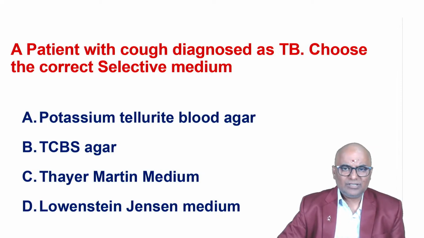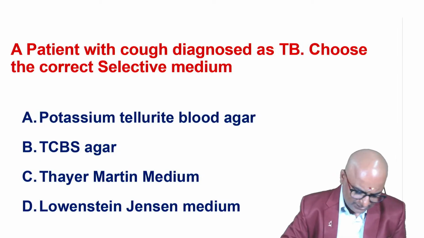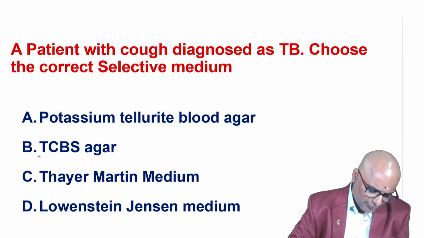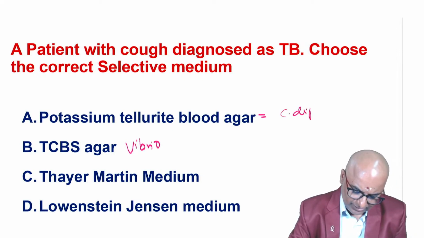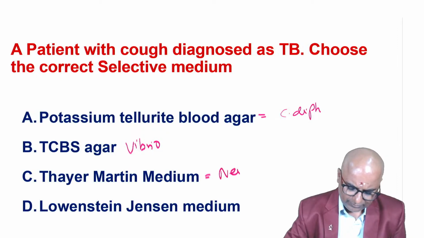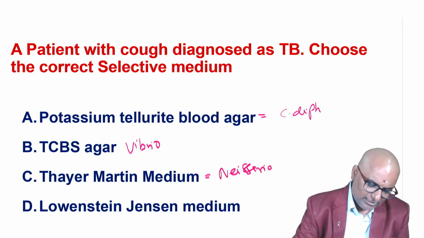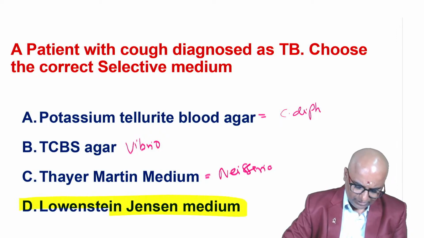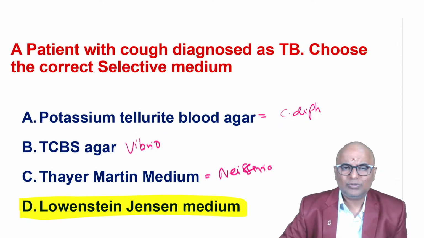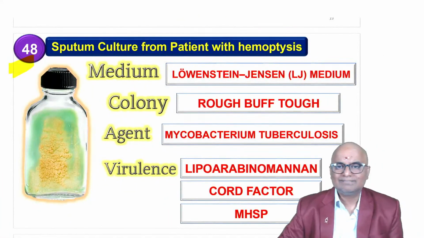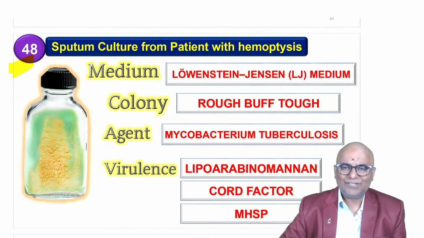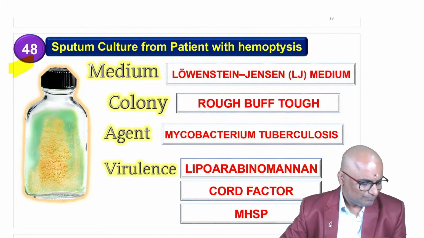See, what is the selective medium for tuberculosis? TCBS agar. Sorry, that's for Vibrio. Potassium tellurate for Corynebacterium diphtheriae. Thayer-Martin for Neisseria. LJ medium, Lowenstein-Jensen medium. This also I have shown because tuberculosis is an important topic. See the slide 48 number DFX. LJ medium, rough, buff, tough colonies, Mycobacterium tuberculosis, virulence factor, something related. Yes, you're right.